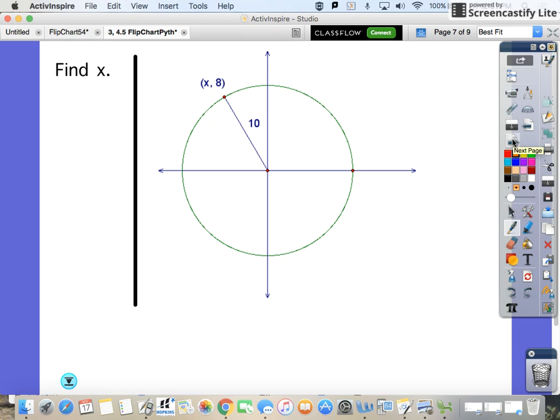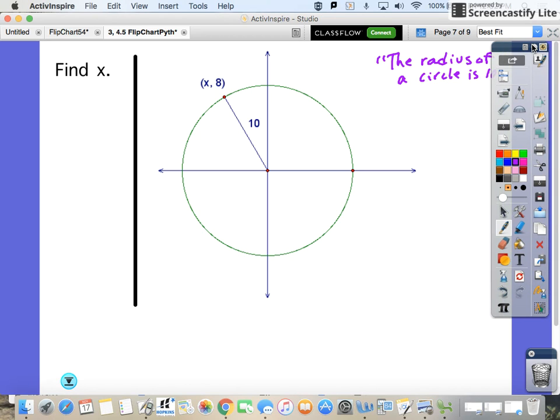Okay, the last example in this section is a circle with some things labeled. The reason this circle might be important is if they did not draw a circle, they might say something like the radius of a circle is 10. And that might be helpful to you if they don't have the picture drawn. But in this case, it doesn't really matter because we have the picture drawn.